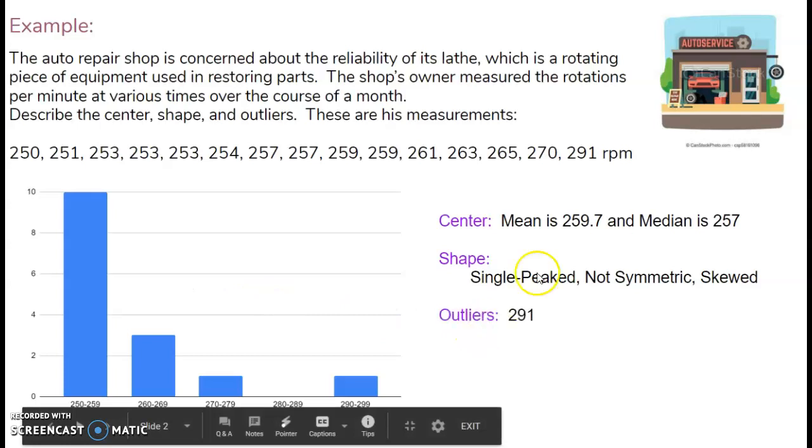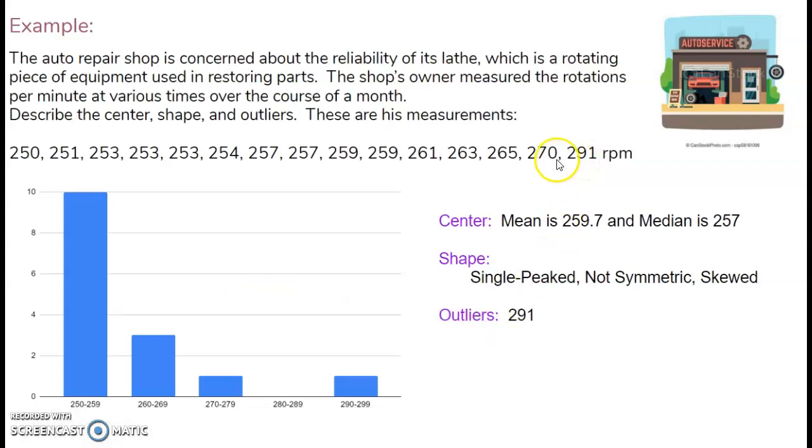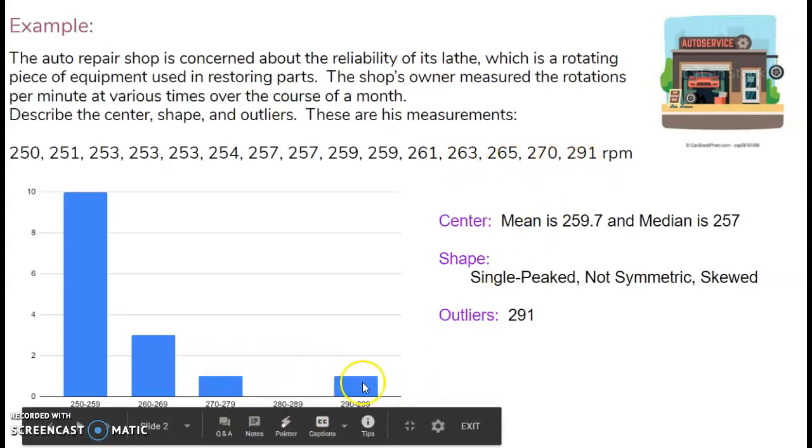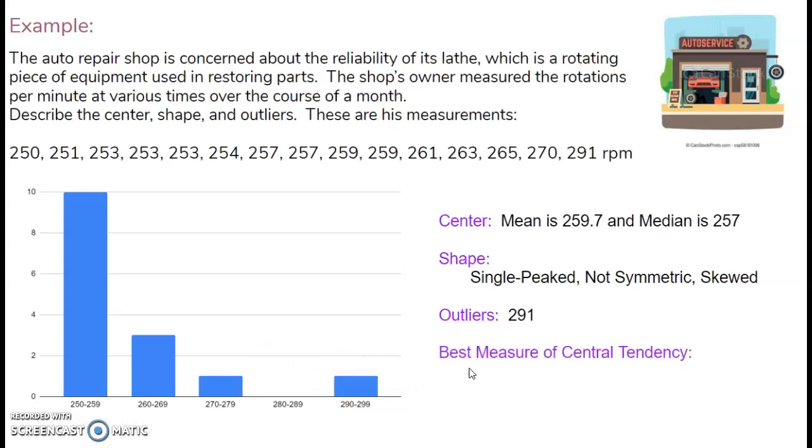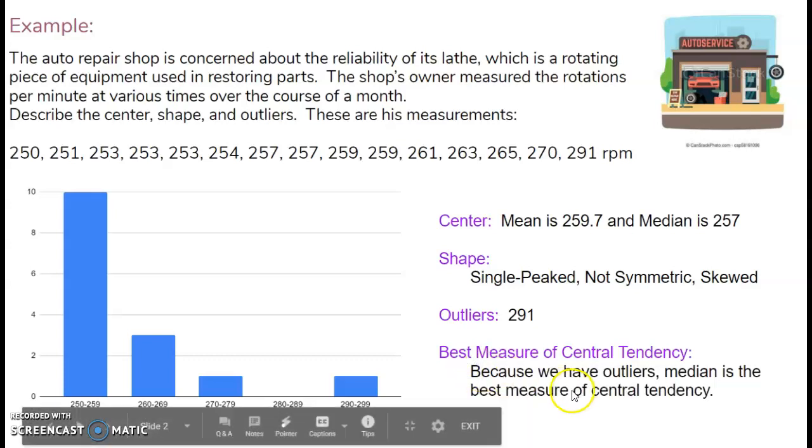We do have an outlier. 291 is the outlier. Not real easy to see in the list of data up here, but when I start graphing it, I can see that it's sitting over here by itself, that there's one of these. So the best measure of central tendency, just to review that again, would be the median because we have outliers. Anytime you have an outlier, median is the best measure of central tendency.